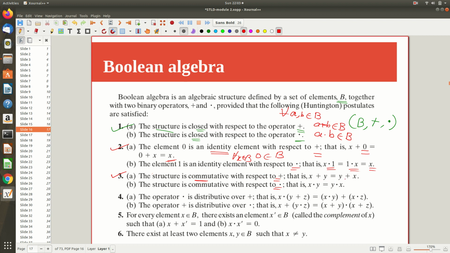That means x plus y should be y plus x for all x, y that belong to capital B. And similarly x dot y should be equal to y dot x, that is the requirement of commutativity. Now the distributivity property we also need, with respect to both operators over each other. The operator dot should be distributive over plus, and also plus should be distributive over dot. Both are needed. In ordinary algebra we already saw what distributive means in a general way. Here the requirement is that both operators should be distributive over each other.